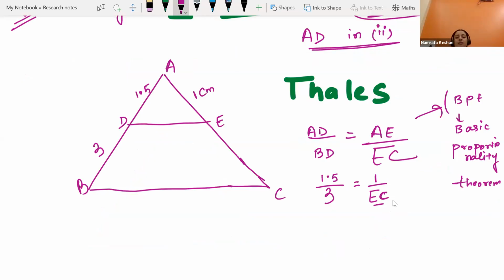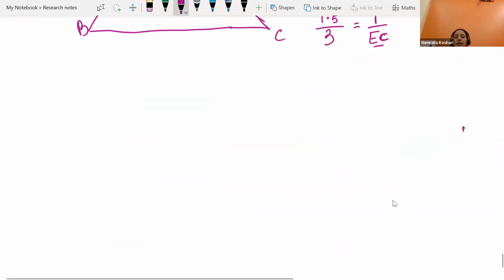The EC is in the denominator. We need to bring it into the numerator. If anyway you have 1 by x equal to maybe 20, maybe 30, maybe 20 by 7, then first you need to bring this x into the numerator. Then only you will be able to solve it for x.